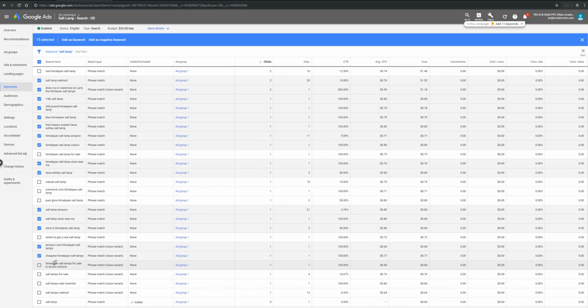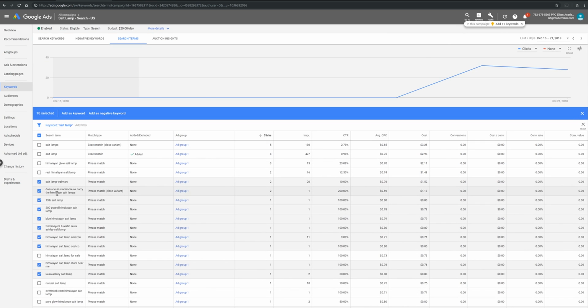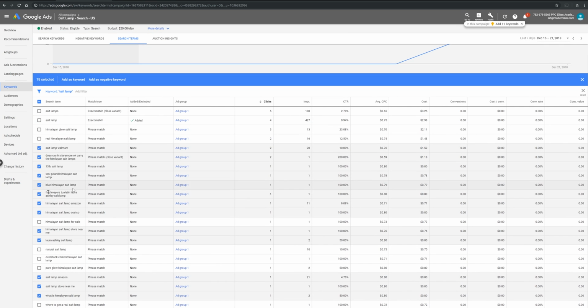All right, for sale in Tucson, Arizona. Yeah, that's not gonna work. So you guys get what I mean. There are very evident keywords that you don't want, and after you select all the ones that you don't want, all right, then you want to go ahead and add as a negative keyword. But first, let's just kind of go through certain details.